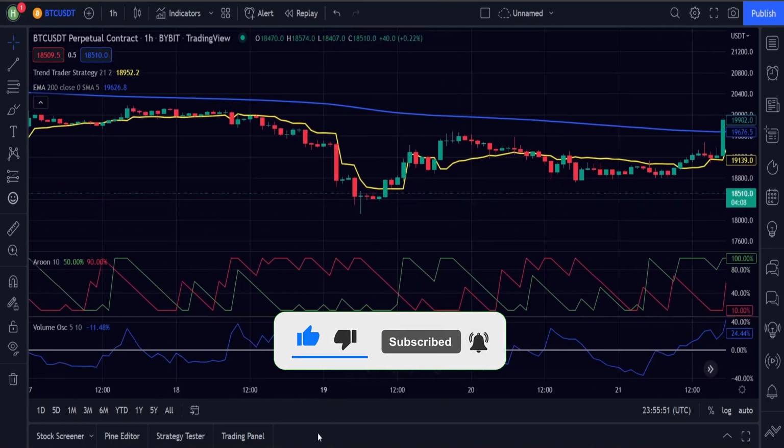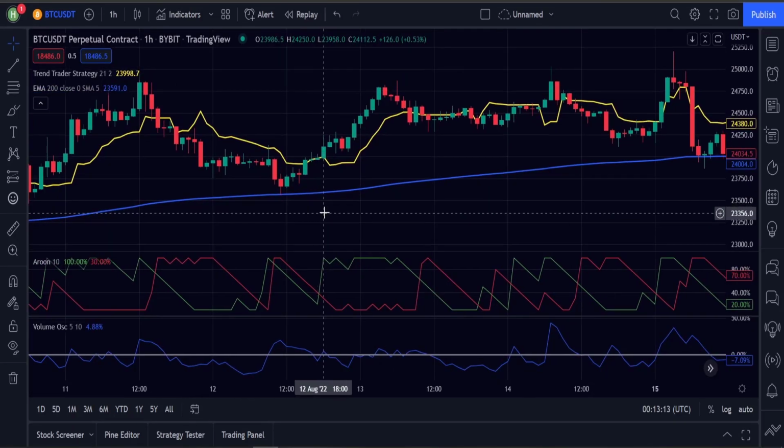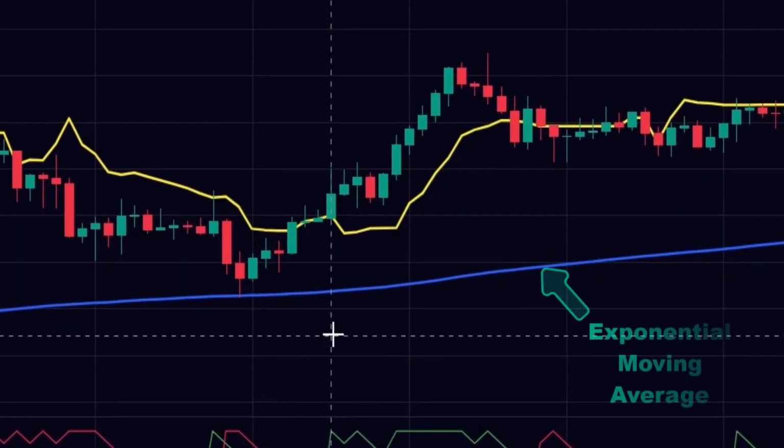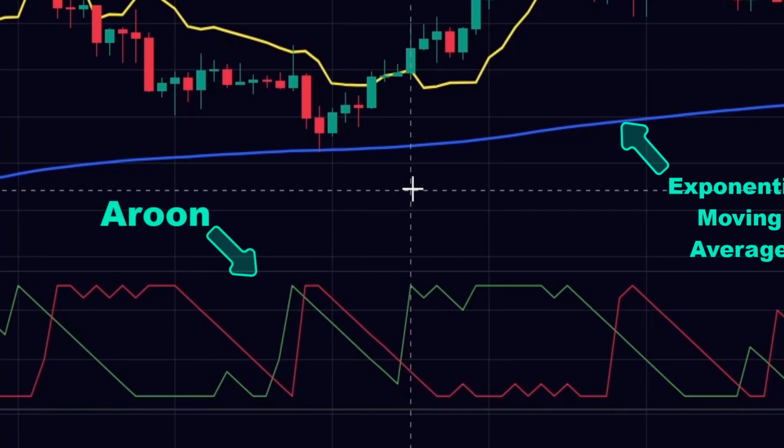So now that our strategy is ready, let's get into our trading rules. Firstly, we'll go through the rules and criteria for a buy trade. Number 1, we're only going to be looking to buy if the price is sitting above the exponential moving average, as it is here. Number 2, we need to have a bullish cross from Aroon indicator, so the green line has to cross above the red line, as it's doing here.